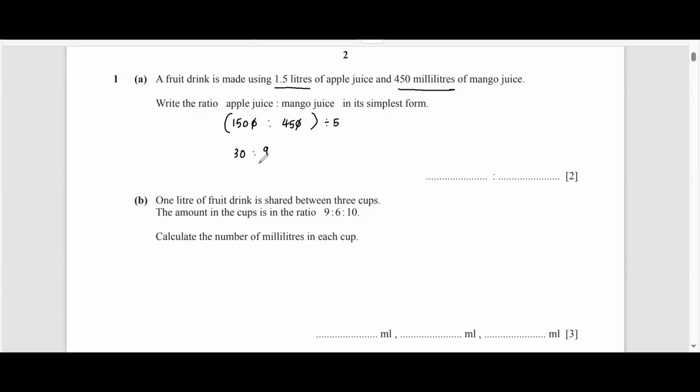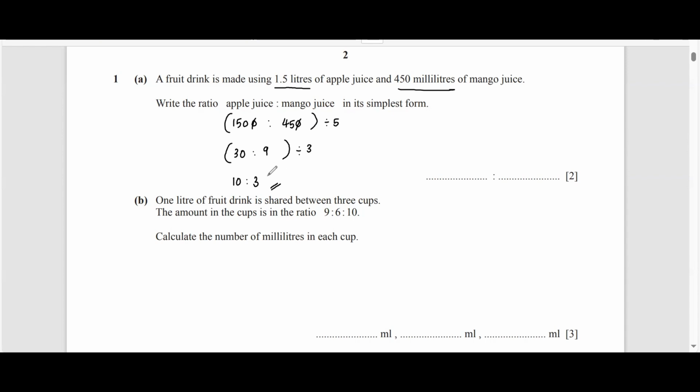Again, both 30 and 9, they both are coming in 3 times table. So divide both of them by 3. So 30 divided by 3 is 10 and 9 divided by 3 is 3. Now 10 and 3, this cannot be further simplified. So your final answer will be 10 is to 3. The ratio of apple juice to mango juice is 10 is to 3.